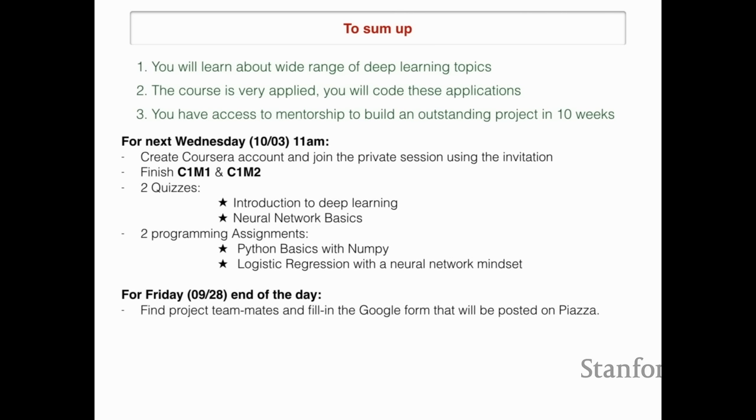What we're up to this week? At the end of every lecture, you'll have one slide that's going to remind you what you have to do for next week. Next Wednesday, 11 a.m., create your Coursera account based on the invite that you receive. If you didn't receive an invite, send it as a private post on Piazza. We will send it again. Finish the first 2 modules of course 1, C1M1 and C1M2. It corresponds to 2 quizzes and 2 programming assignments and around 20 videos, which are listed here.